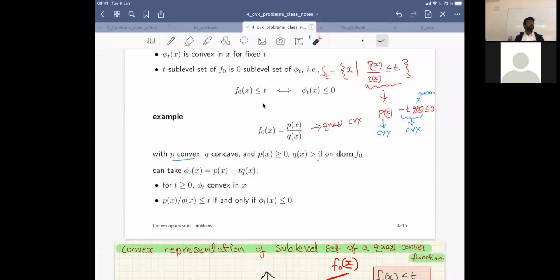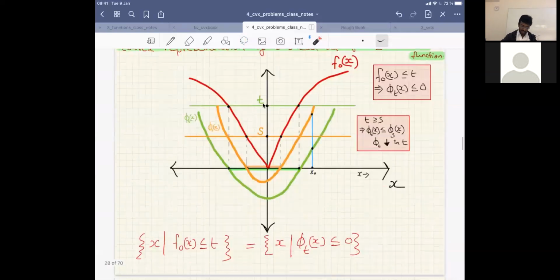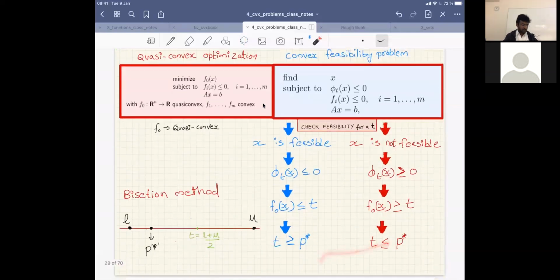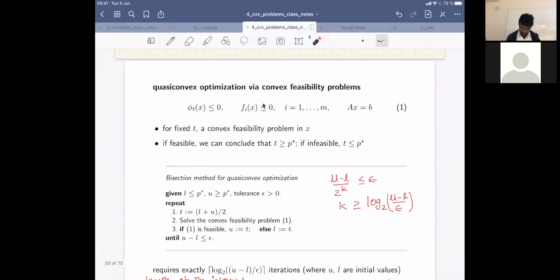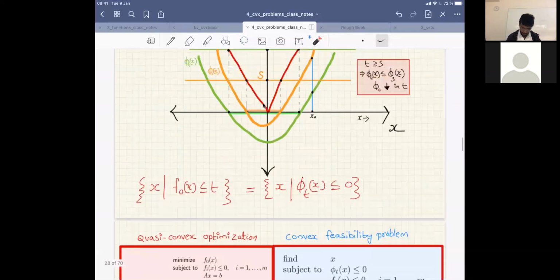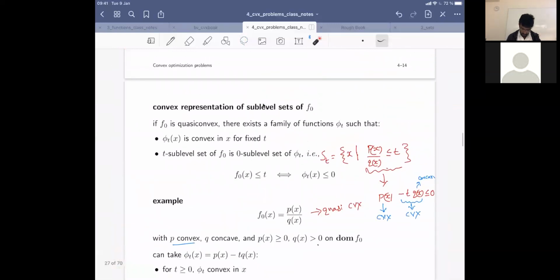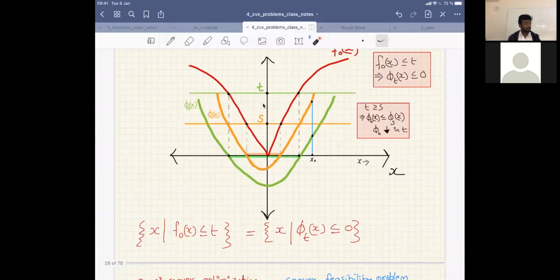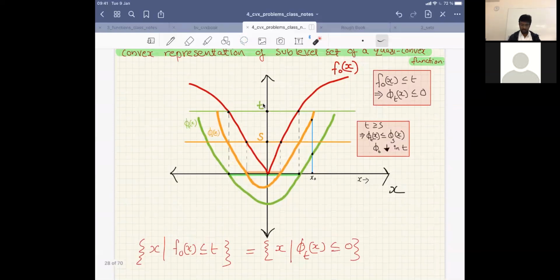When you have a quasi-convex optimization, a straightforward way to solve it is to find a convex function which mimics its sublevel set. And if you have that, you can use the bisection method. Okay, so let's move on. P star is the optimal value of the original function, so it will be this one.